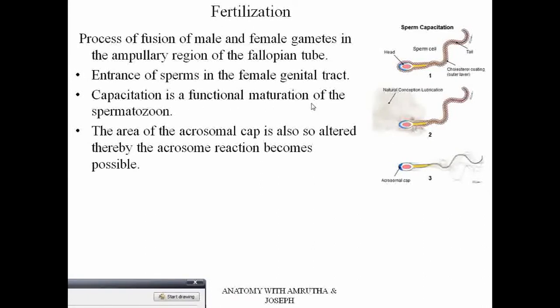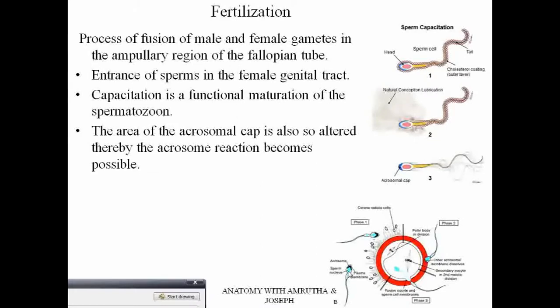Capacitation is a functional maturation of the spermatozoon. So to function better, sperm has to undergo a maturation, and that is called capacitation. The area of the acrosomal cap is also altered, thereby acrosome reaction becomes possible. So there will be little alteration on the acrosomal cap so that acrosomal reaction can occur. Acrosomal reaction occurs at this area, which is also required for the penetration of the sperm into the ovum.